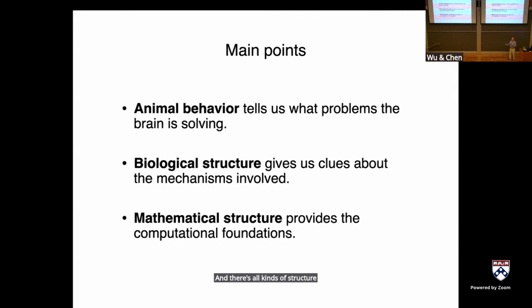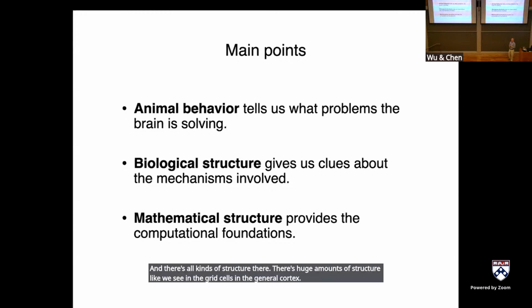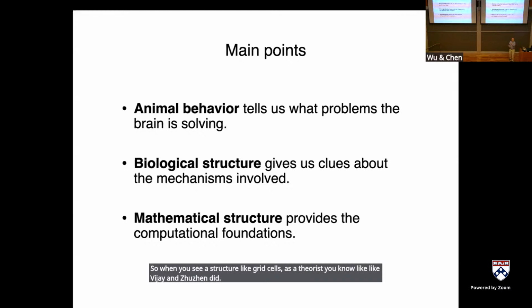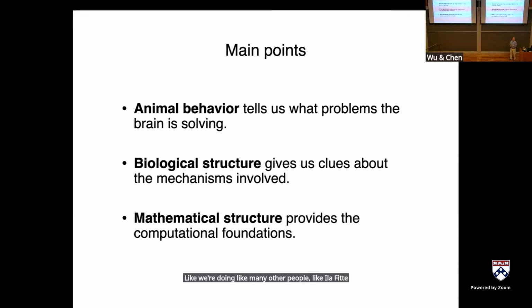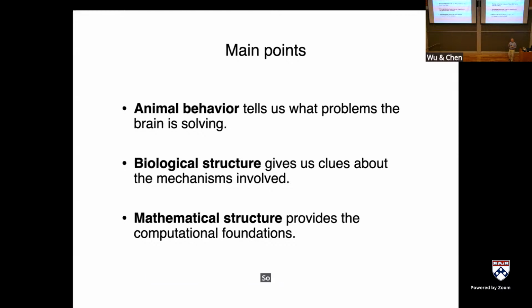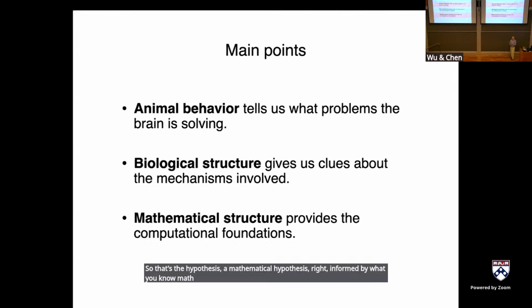There's huge amounts of structure, like we see in the grid cells in the entorhinal cortex. So when you see a structure like grid cells, as a theorist, like Vijay and Zhuzhen did, like we're doing, like many other people, like Lafitte, you can't help but say, wow, okay, I think I have an idea. This might be what it's doing, right? So that's a hypothesis, a mathematical hypothesis informed by the math that it can do. And so that now becomes your hypothesis.